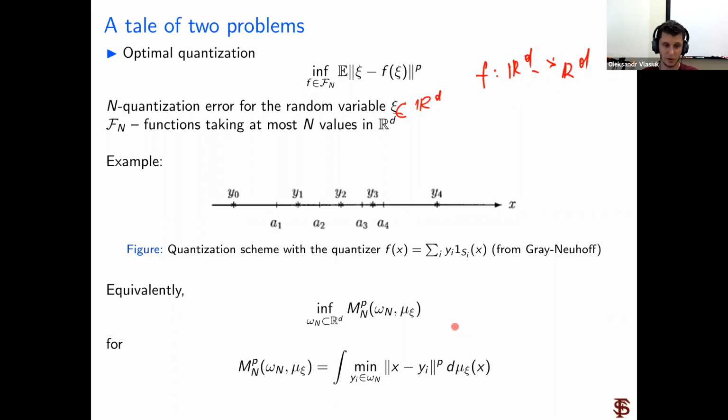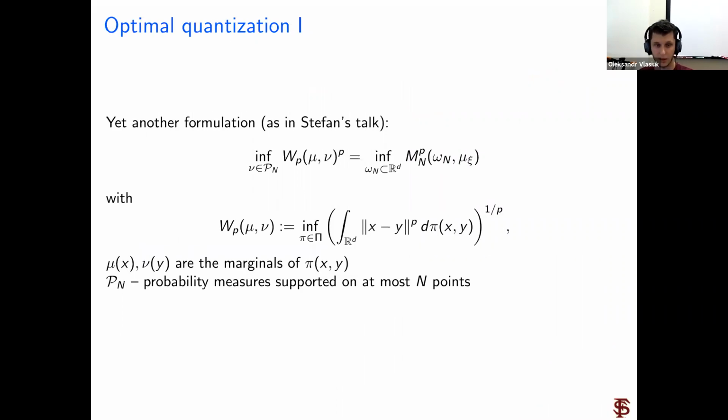Equivalently, you can state this problem as follows. Because you're always quantizing the signal x to y_i, what you're doing is integrating over R^d, over wherever your signal lives. You're integrating over R^d this expression here with respect to the distribution of the random signal. And so this here is the optimal quantization problem. For some reason I don't see my pointer, which doesn't make my handwriting any better.